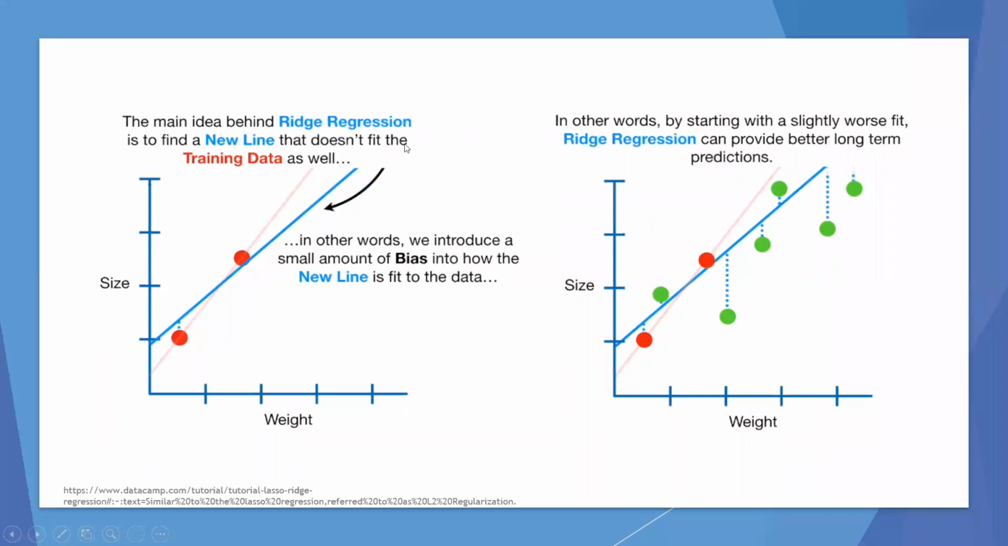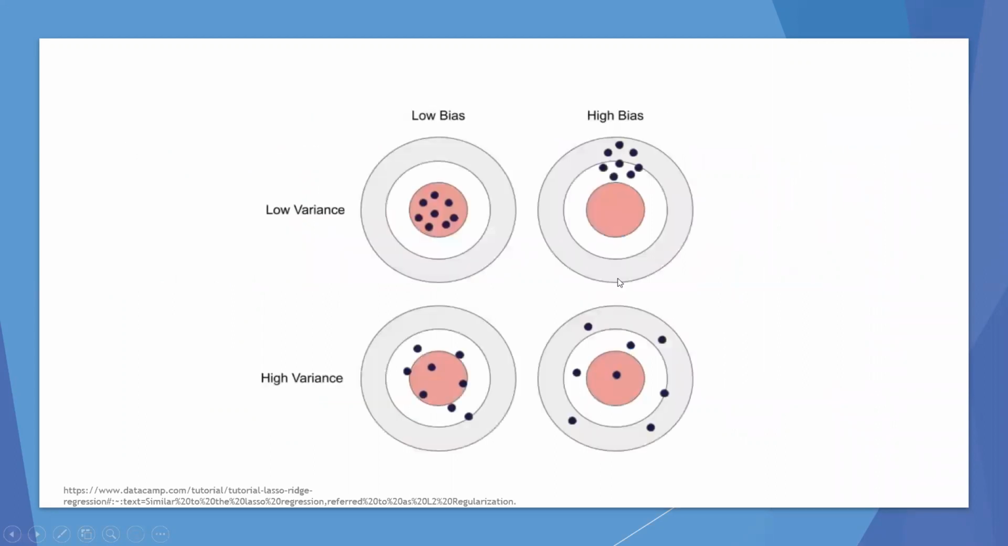So this is the main idea behind ridge regression: to find a new line that doesn't fit the training data as well. In other words, we introduce a small amount of bias into how the new line is fit to the data. By starting with a slightly worse fit, ridge regression can provide better long-term predictions.